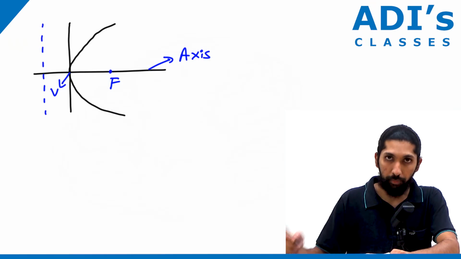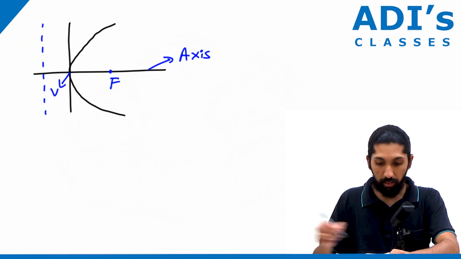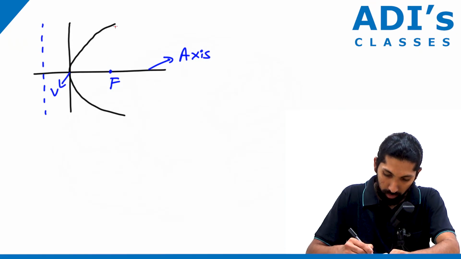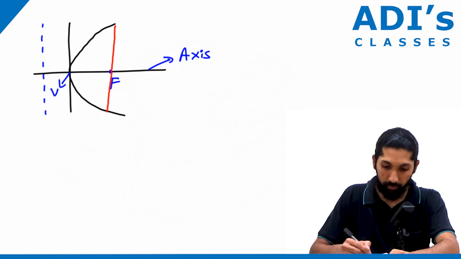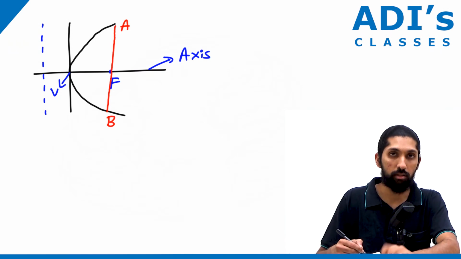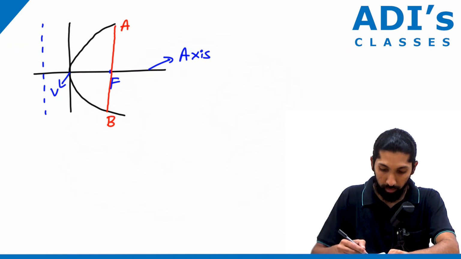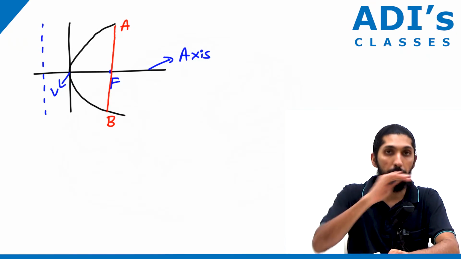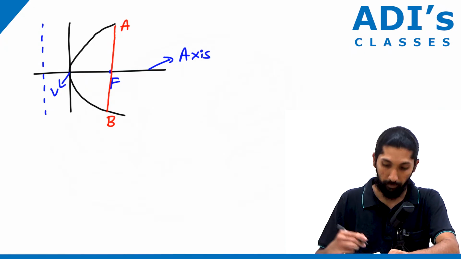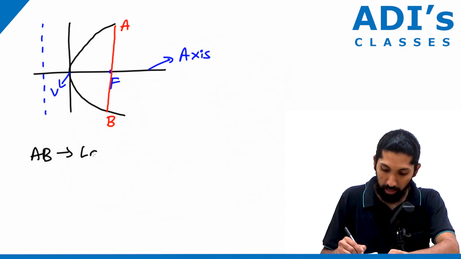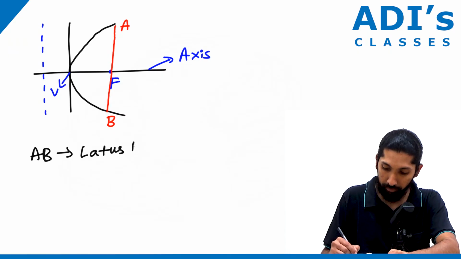Now, there is one more parameter. From F, assume that we are going to draw a perpendicular, something like this. Let's call this AB. Now, this AB, which passes through the focus perpendicular to the axis, is what we call the latus rectum.